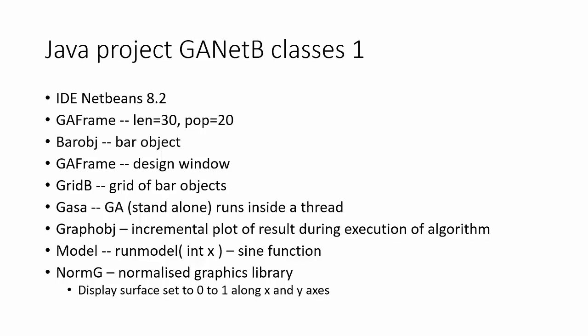Here is a list of all of the classes used within this project. Note that the GA runs within a thread. There's a graphics object to display the results incrementally as it runs. Everything is all placed within a frame where we can alter the length and the population size.